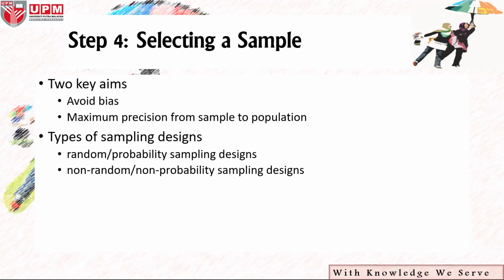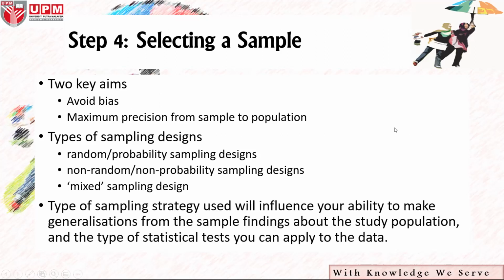But to make sure that quali looks different compared to quanti, the term non-random is more on the quantitative, statistical side. And then there is mixed sampling design, where you make a combination of a few sampling designs in your study. It is possible. And the type of sampling strategy used will influence your ability to make generalizations from the sample findings about the study population and the type of statistical test you can apply to your data.